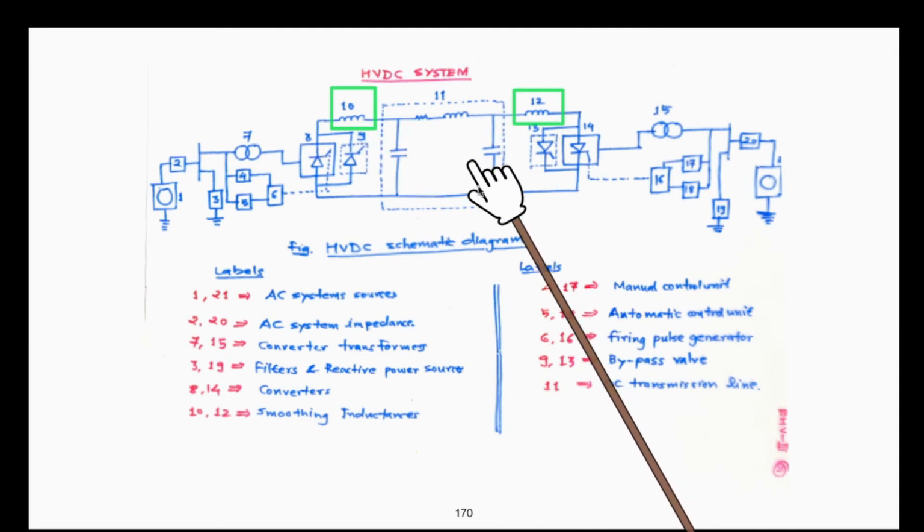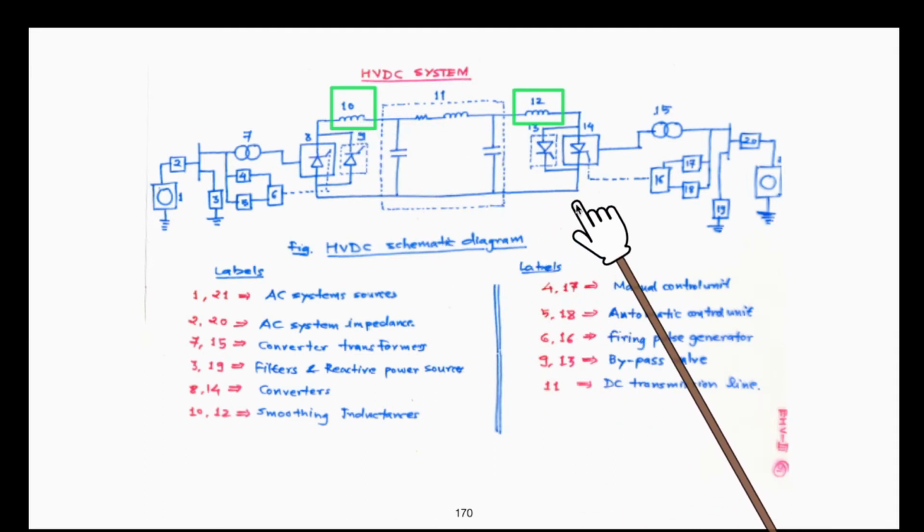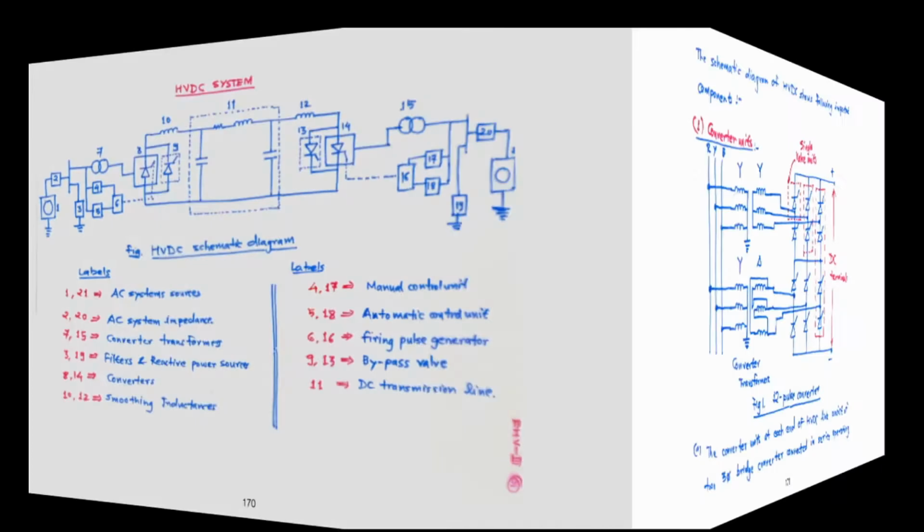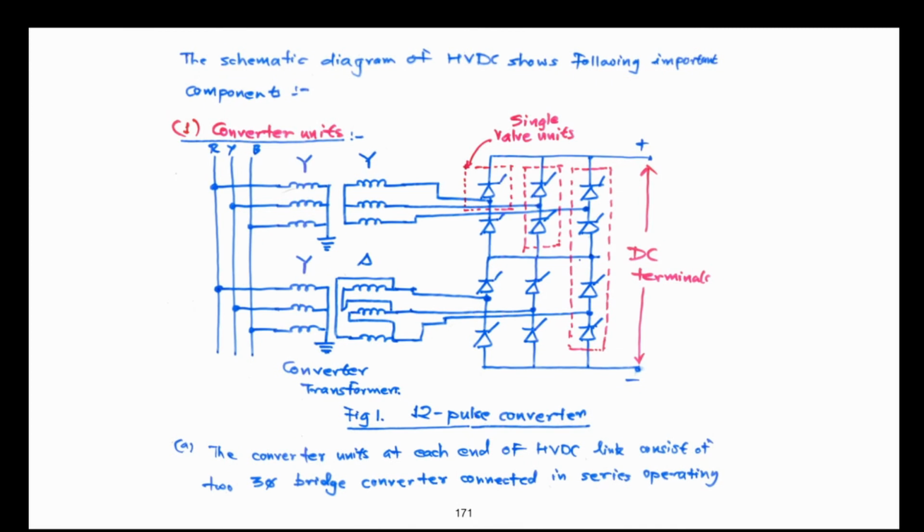Okay, so this is basically the HVDC scheme that we have seen, the practical scheme photograph, the bird's eye view, and also we are now observing the schematic diagram of the HVDC system, right? The same thing has been explained in the form of points. First and foremost, we may consider the converter unit. Okay, so when we say converter unit, these are the converter units.